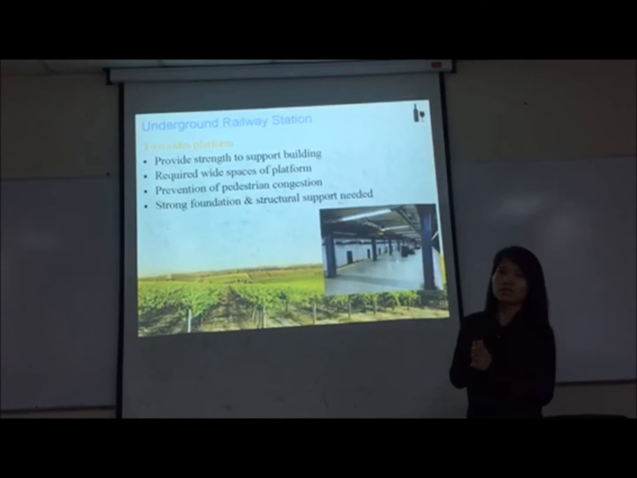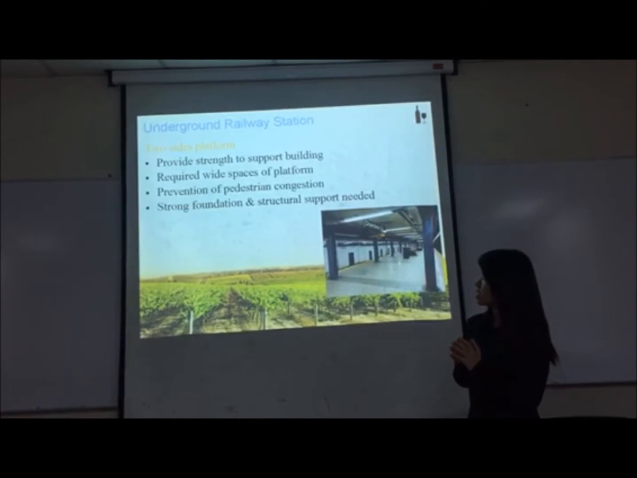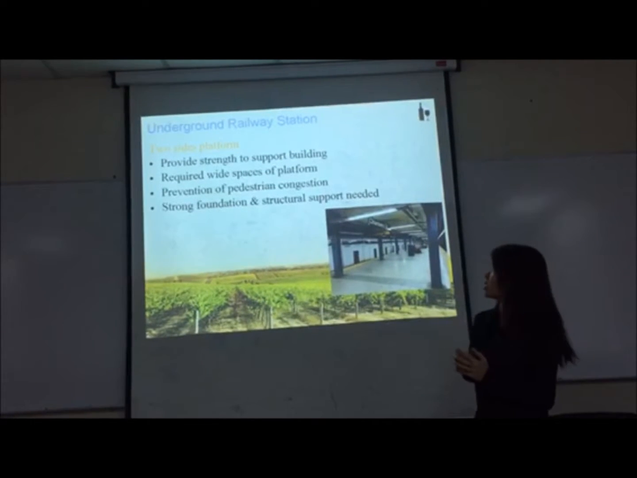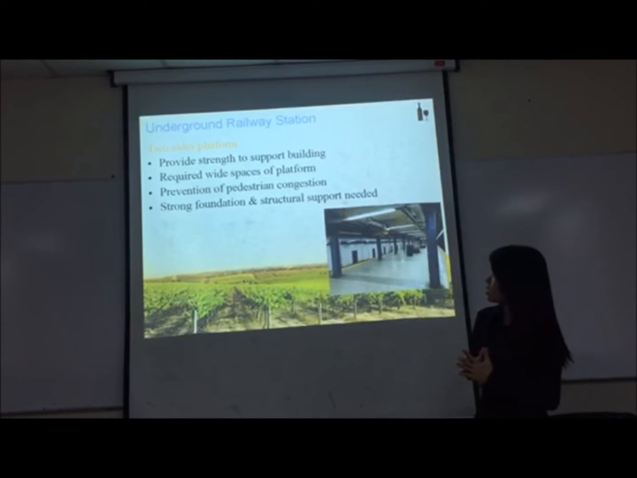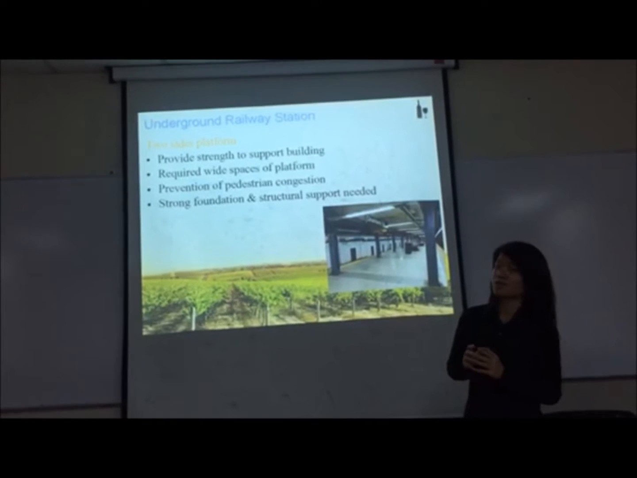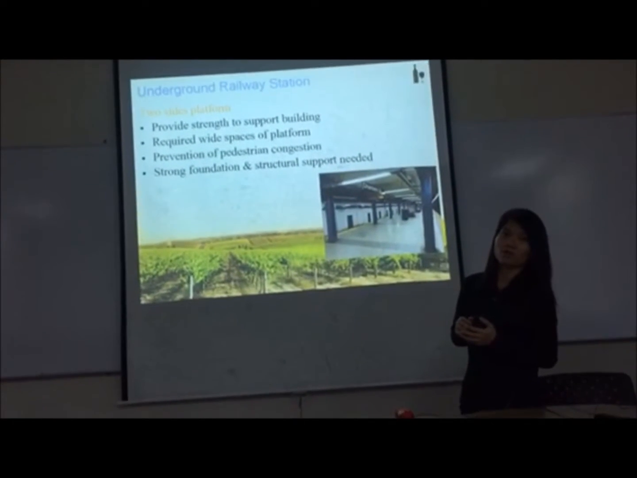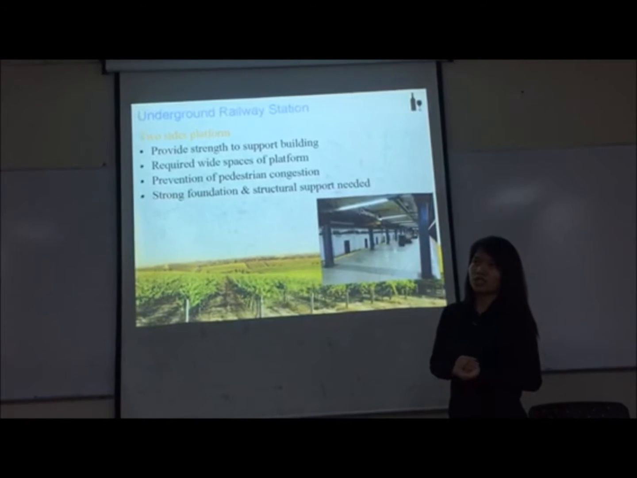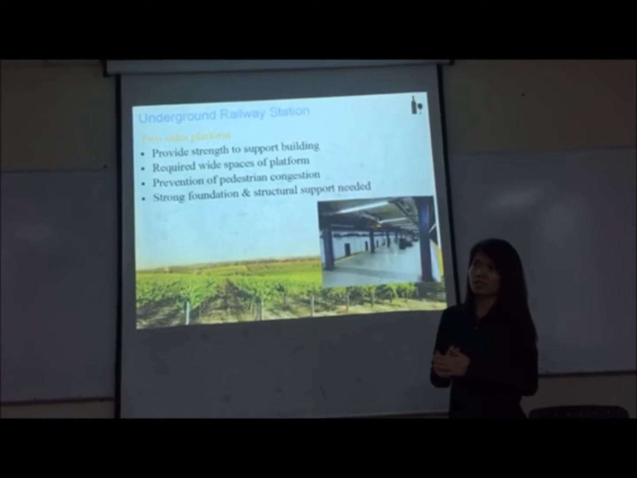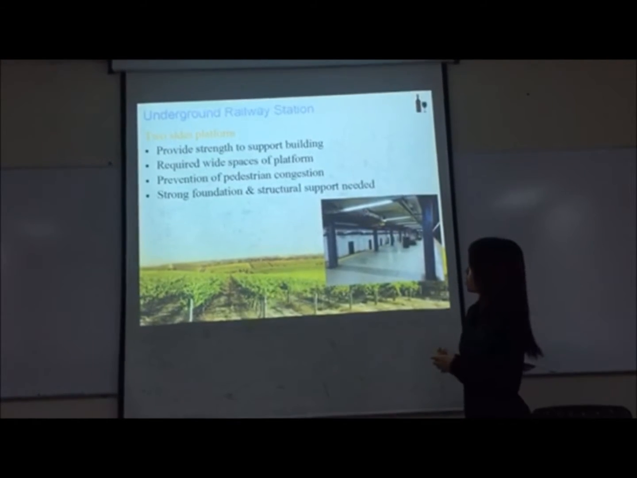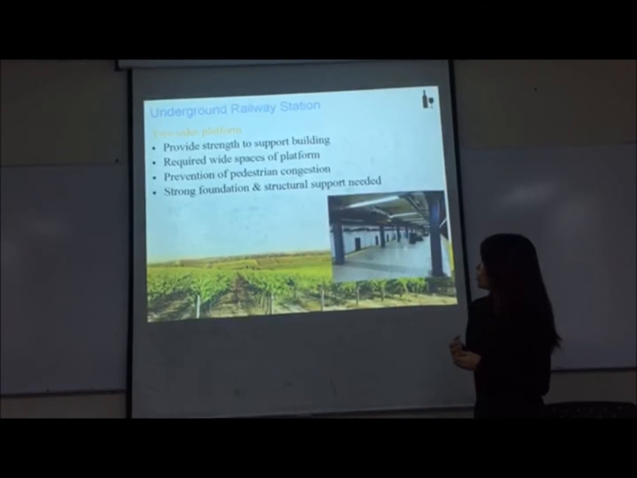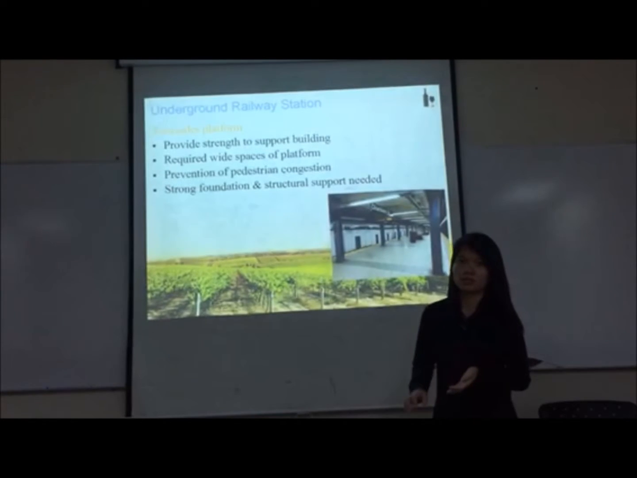For the underground railway station, the two side platforms are important because they provide strength to support the building. The two side platforms require wide platform space to prevent pedestrian congestion during peak hours and when the train arrives. So, a strong foundation and structural support are needed to protect the passengers.